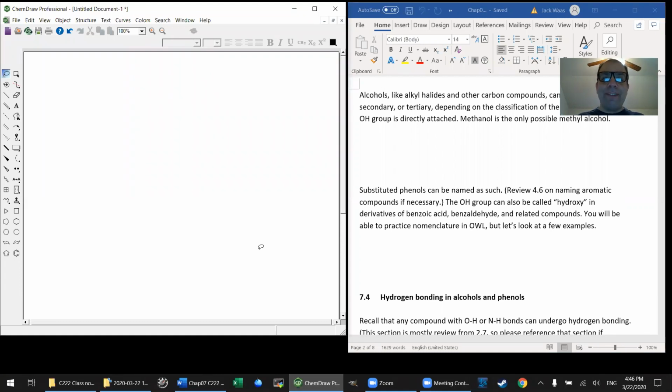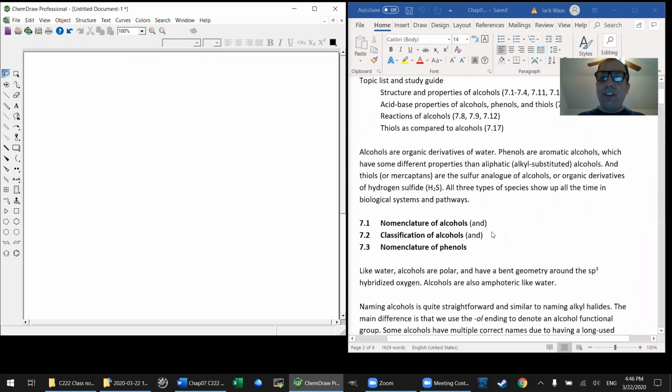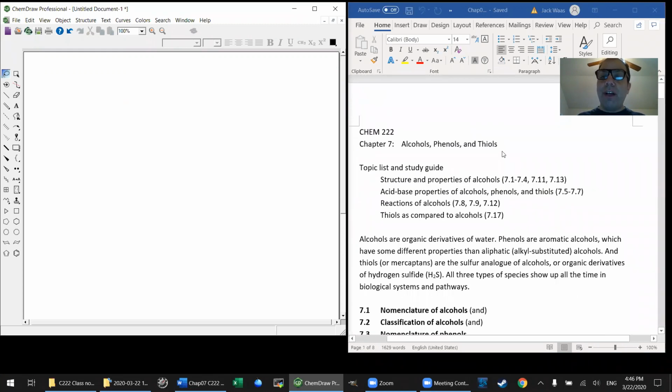Welcome back. So let's continue on now with new material, starting in Chapter 7. Chapter 7 is on alcohols and phenols and also thiols. At least I want to make sure that we make a brief mention of thiols, however brief, because it makes sense to talk about them in the context of alcohols. Since if you understand one, you pretty much understand the other, or at least most of it.